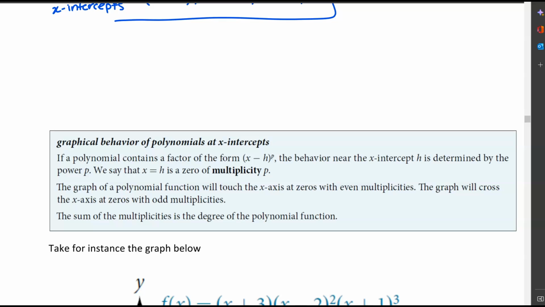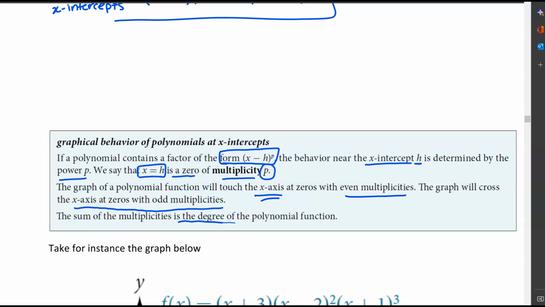Alright, so now the graphical behavior of polynomials at x-intercepts. If a polynomial contains a factor of the form (x minus h) to the p, the behavior near that x-intercept h is determined by the power p. We say that x equals h is a zero of multiplicity p. The graph of a polynomial function will touch the x-axis at zeros with even multiplicities. The graph will cross the x-axis at zeros with odd multiplicities. The sum of the multiplicities is the degree of the polynomial function. So this is all about multiplicities.